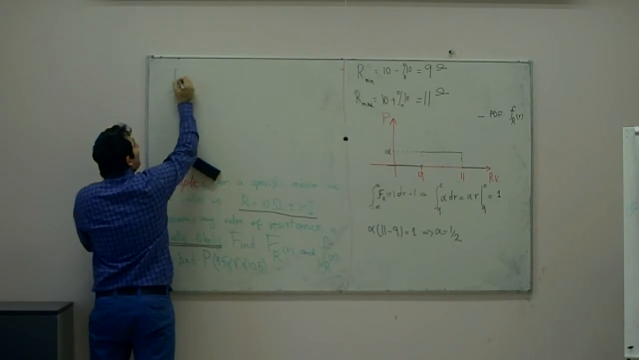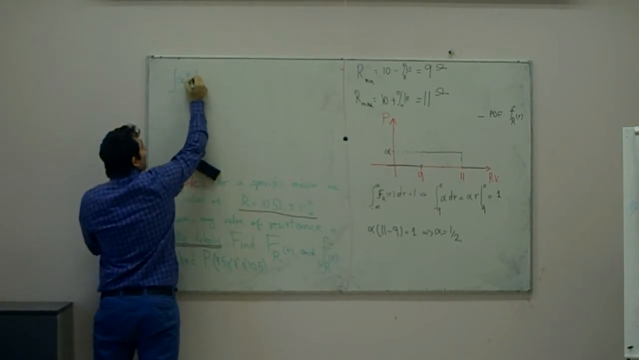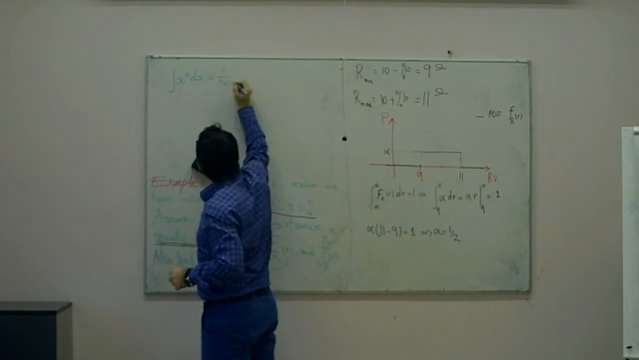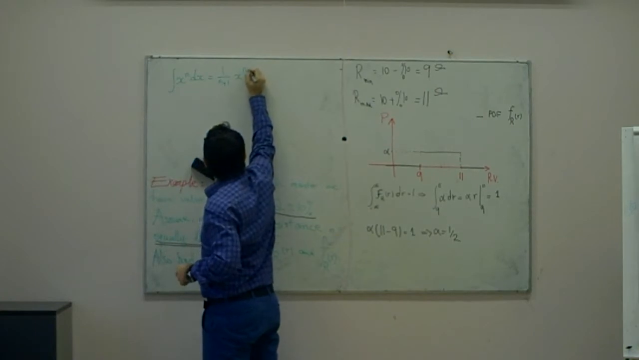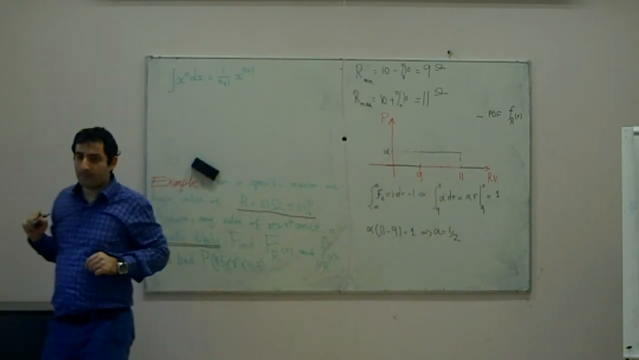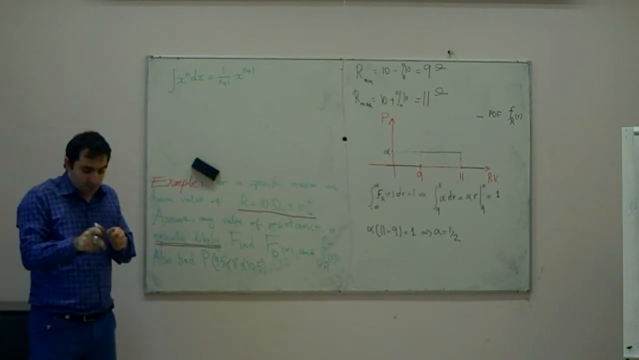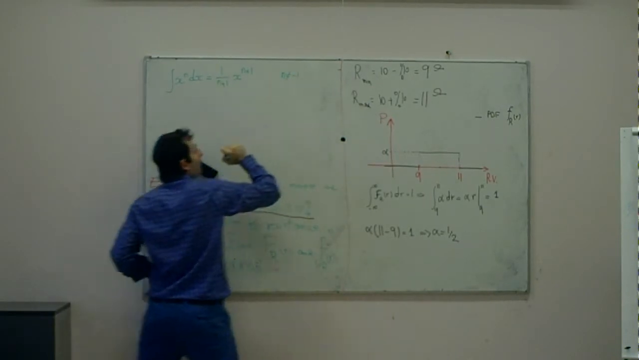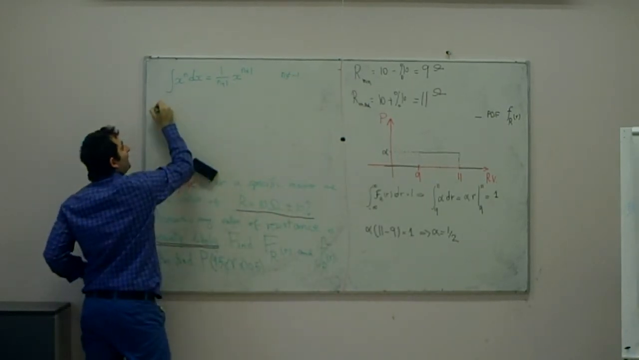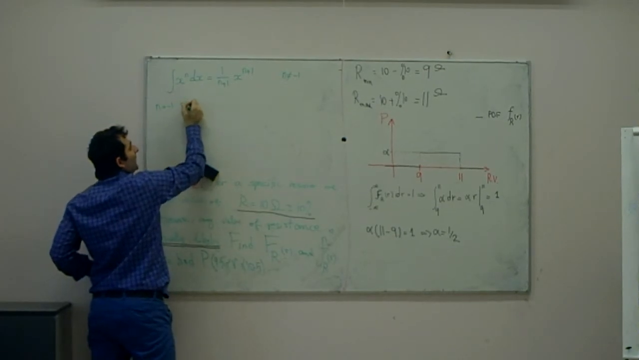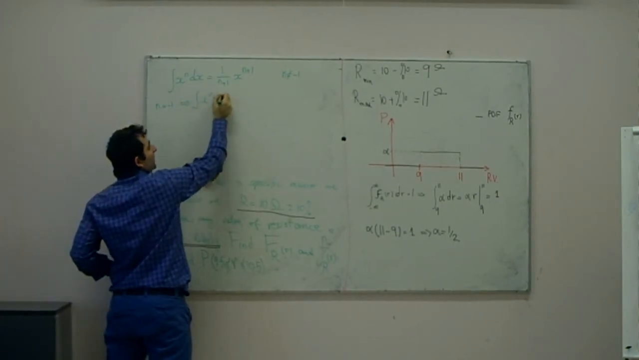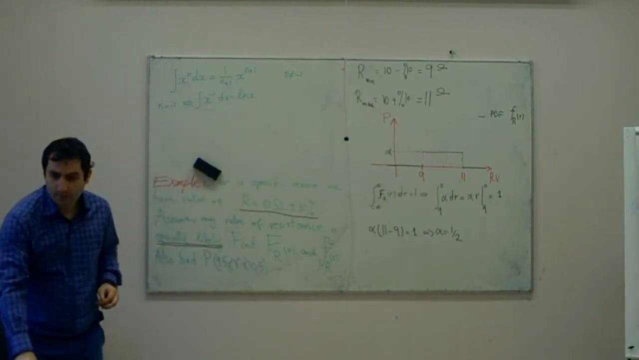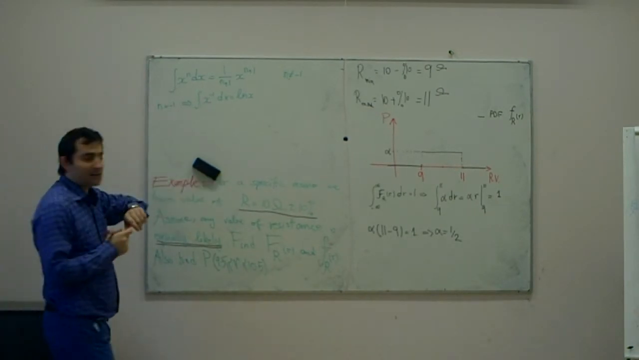Now, the integral of x to the power n dx is 1 over n plus 1 multiplied by x to the power n plus 1. This is for n not equal to minus 1. If n is equal to minus 1, then the integral of x to the power minus 1 dx is ln x. This is the only thing that you have to know. Let's see how I am dealing with this in here.